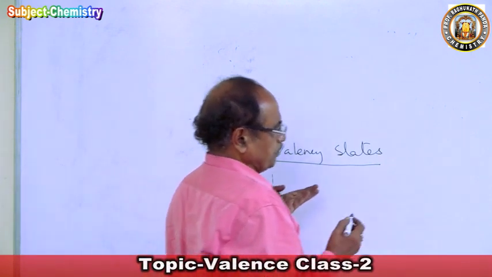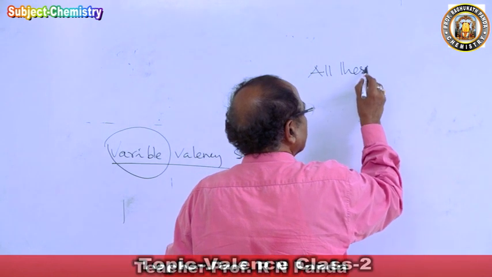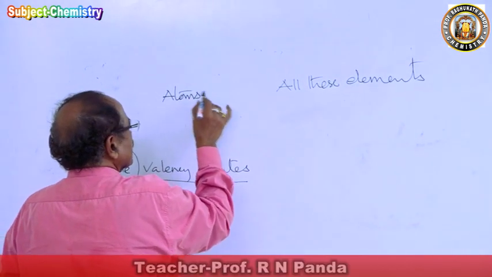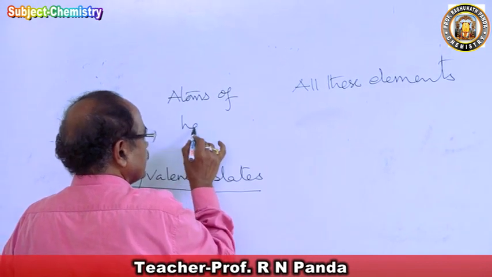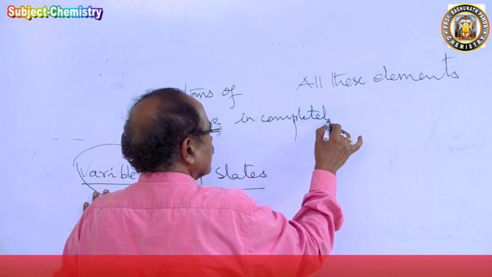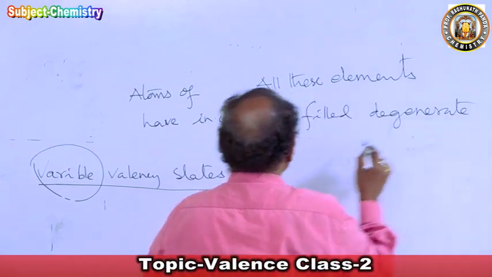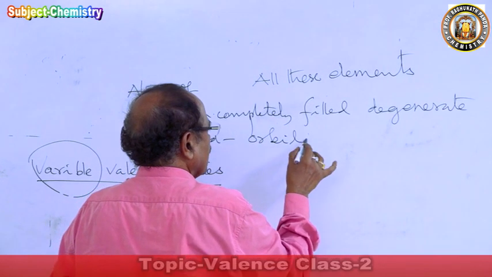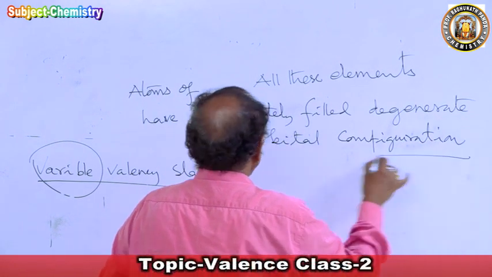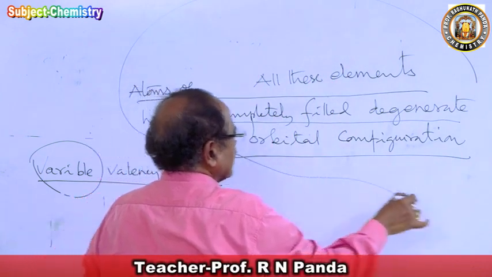All these elements have degenerate electron configuration. Atoms of all these elements have incompletely filled degenerate d orbital configuration. Hence they exhibit this variable valency. Please remember this sentence and keep it in your mind. I will explain it very nicely when I teach you the periodic table, what a degenerate orbital is and so on.